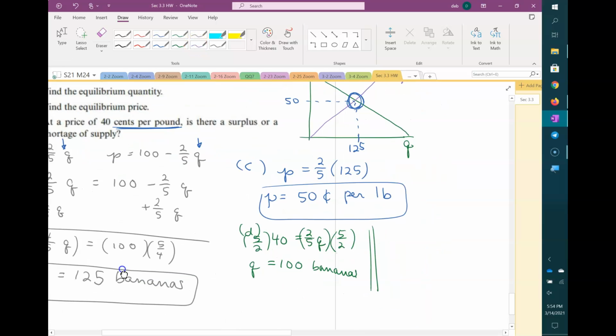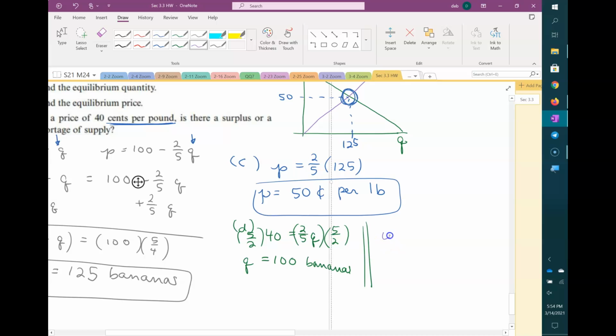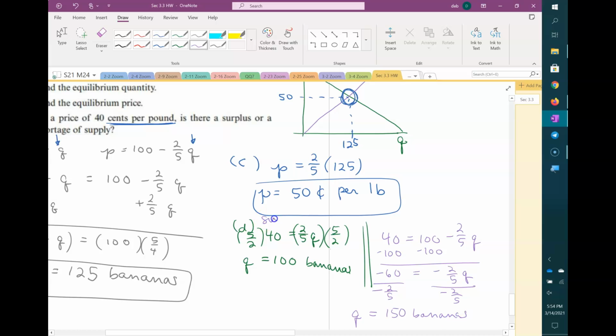Then I'm going to look at the demand and say when the price is 40, let's see how many people want. And we can subtract 100 from both sides. It gets negative 60 equals negative 2/5 Q. Then if you like dividing, that's fine. Dividing by a fraction is the same thing as multiplying by the reciprocal. So I'm going to get 150 bananas. And this first one was the supply. And this one is the demand.